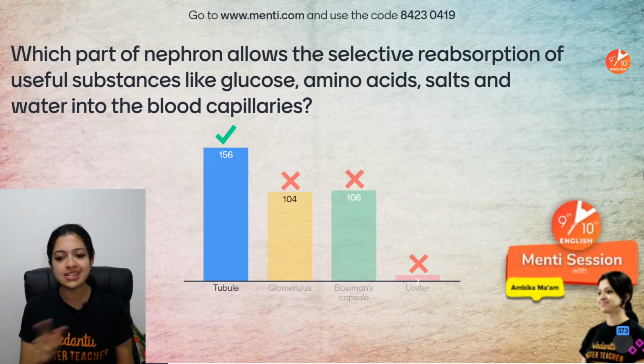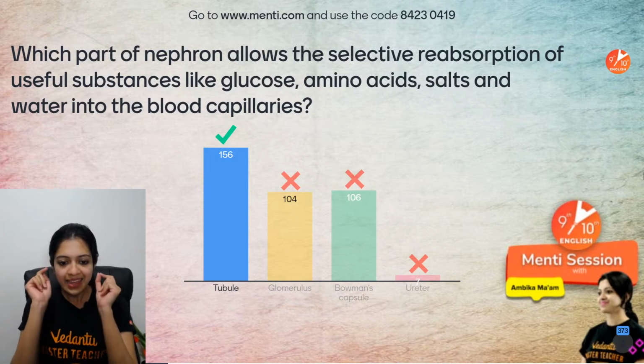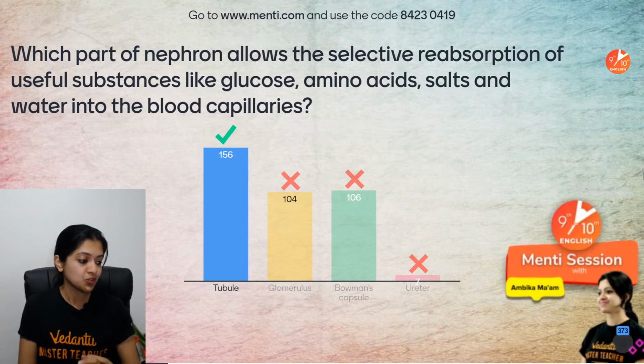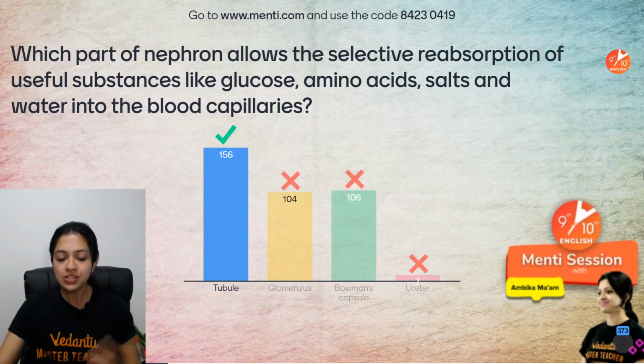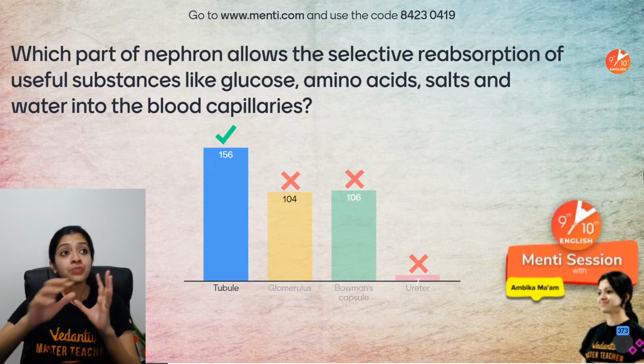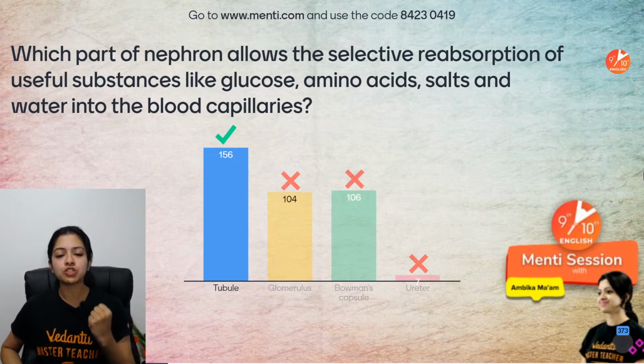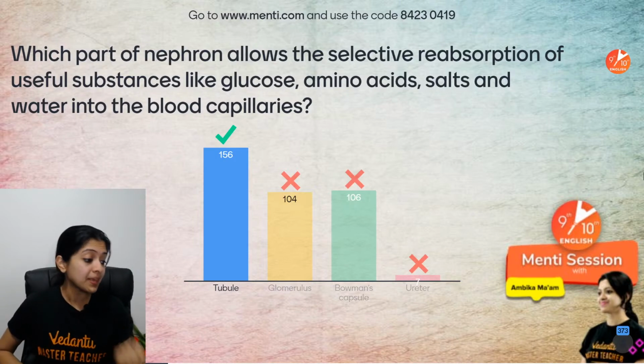So remember that in case, children, you have any difficulty remembering the steps of urine formation, please watch my Umang series videos and you will find everything over there. So the tubular parts, what are they? The proximal convoluted tubule, loop of Henle, and the DCT. But majorly, most of reabsorption happens in the PCT.